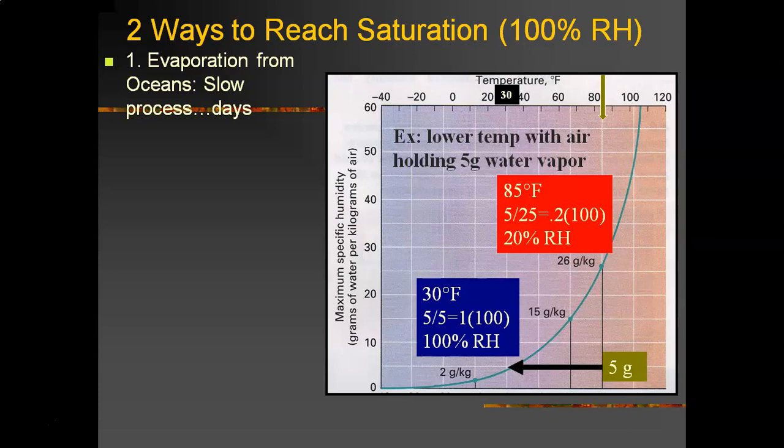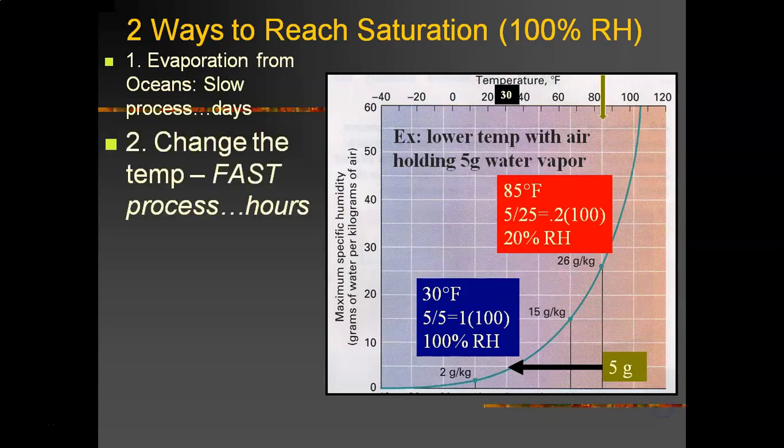Now, the second way is the really important way, and that's by changing the temperature. It's a really fast way. So this is the important way, this is what we're going to be talking about. All you need to do is change the temperature, and that is a very fast way to reach saturation. It takes hours.